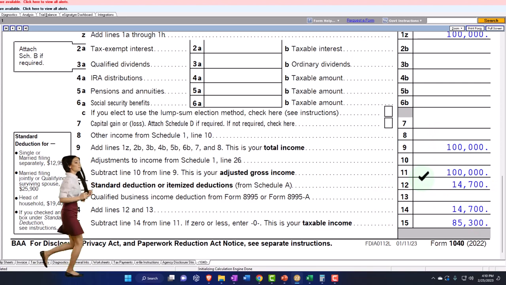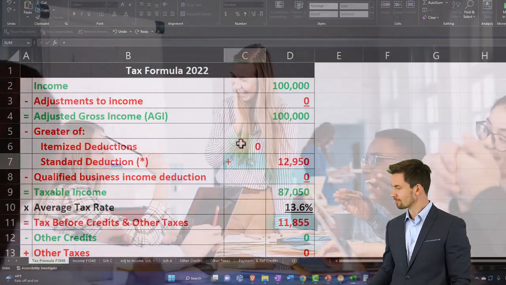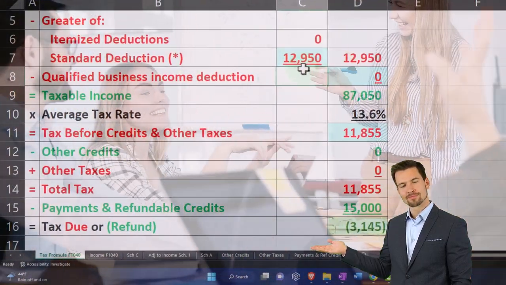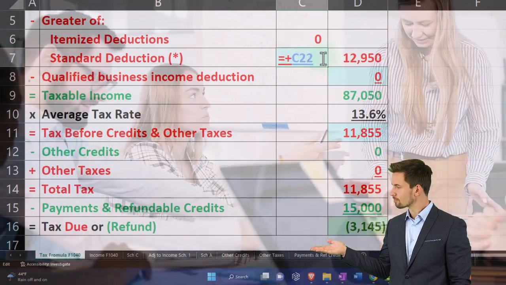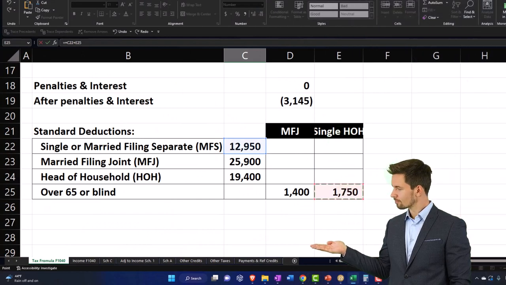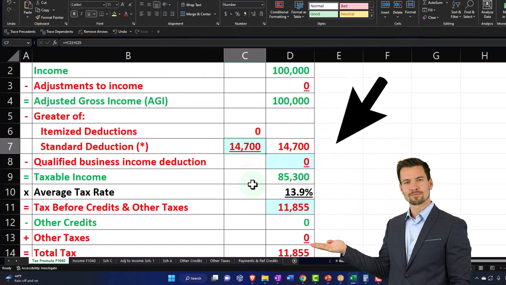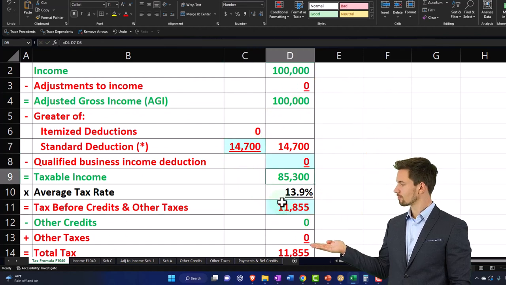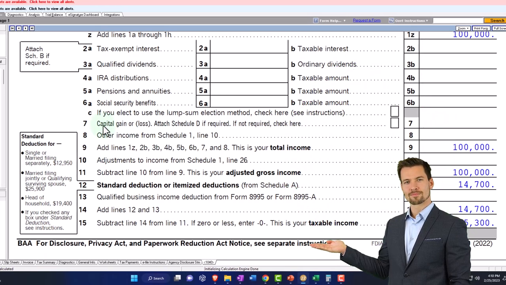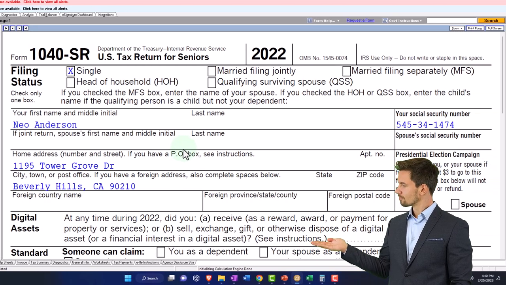So if I was to review this using my Excel worksheet, I might end up going, okay, I would think they were single, but no, the software's saying that it should be bumped up here because they're over 65. So I've said, okay, it's going to be this plus that added for single and head of household, 1,750, because they bumped up to the 14,700. So that gives us the 85,300. So I can say, okay, 85,300. So that looks good. You can also see that, of course, on the 1040 SR, which has just a little bit different look and feel.